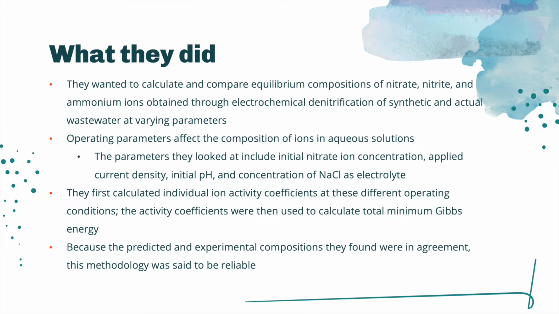The parameters they looked at included initial nitrate ion concentration, applied current density, initial pH, and concentration of sodium chloride as an electrolyte. It was necessary to calculate individual ion activity coefficients at these different operating conditions in order to use them to calculate total minimum Gibbs free energy values. Because the predicted and experimental compositions they obtained were in agreement, they stated that their methodology was reliable.